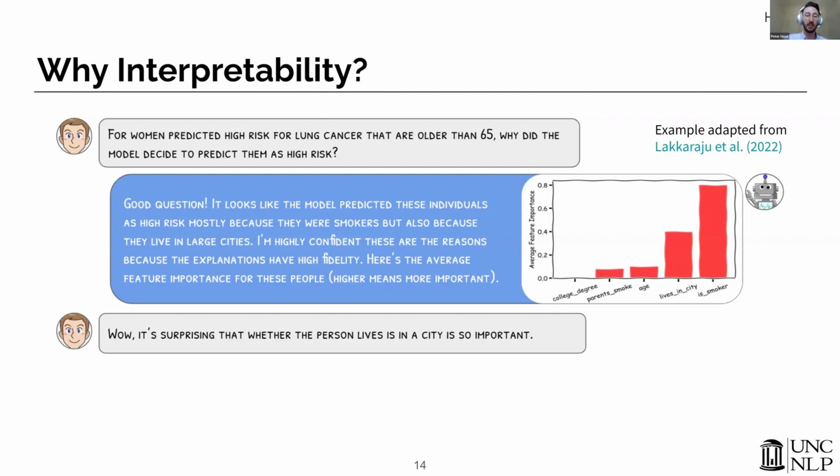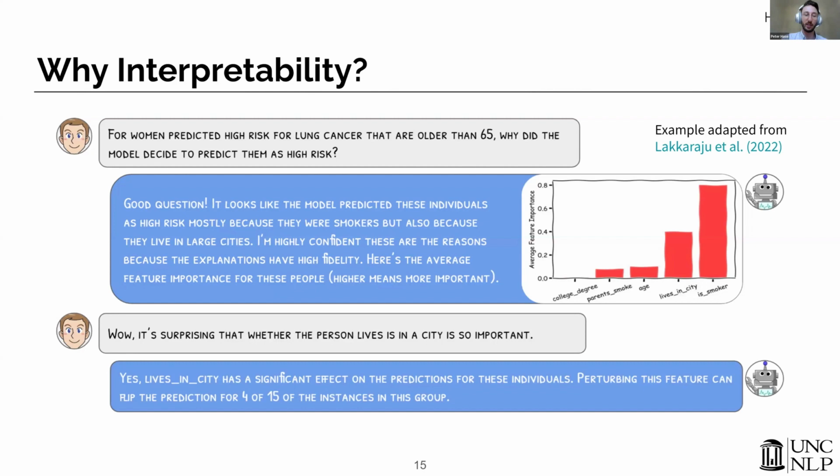And we can start to dig deeper, and in this setting, we can start to make quantitative claims, and this is coming from actual empirical work in the area. You can make quantitative claims like, yes, this factor is important. If we look at this model counterfactually, sometimes changing whether someone lives in a city or not changes the prediction of the output. So if you take the same person who hadn't lived in the city, the model wouldn't have classified them as high risk.